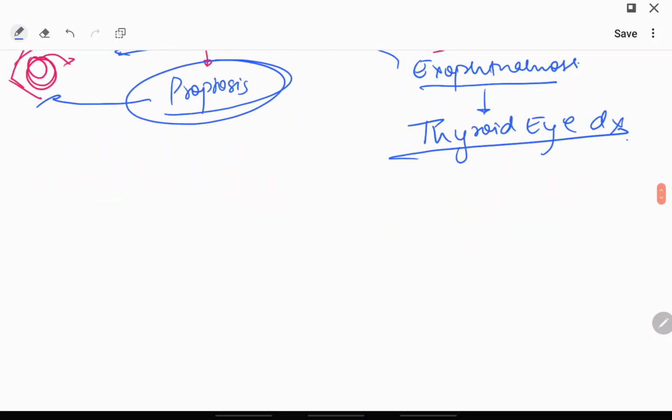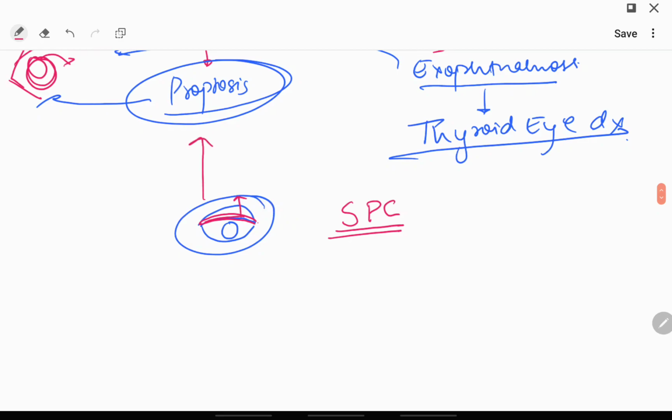So now you want to differentiate between proptosis and exophthalmos. So what you'll do, this is the eye of a patient who has proptosis, and you want to figure out if it is proptosis or exophthalmos. You'll just hold this upper lid and try to retract it. You'll try to see the superior palpebral conjunctiva. When you try to see the superior palpebral conjunctiva, you'll be able to see it in proptosis, but you will not be able to see it in exophthalmos.